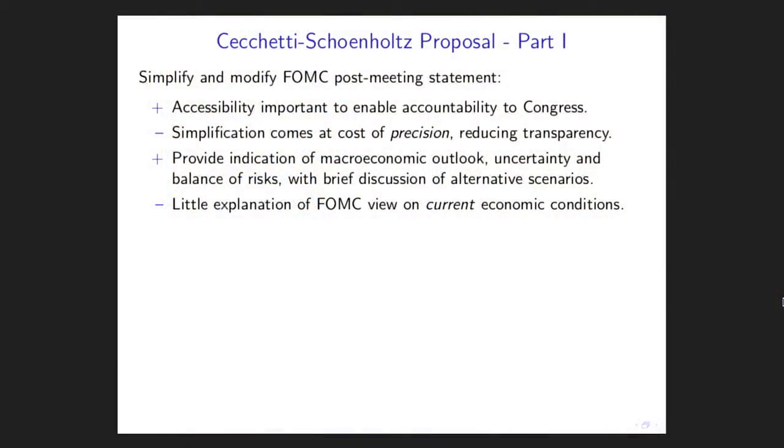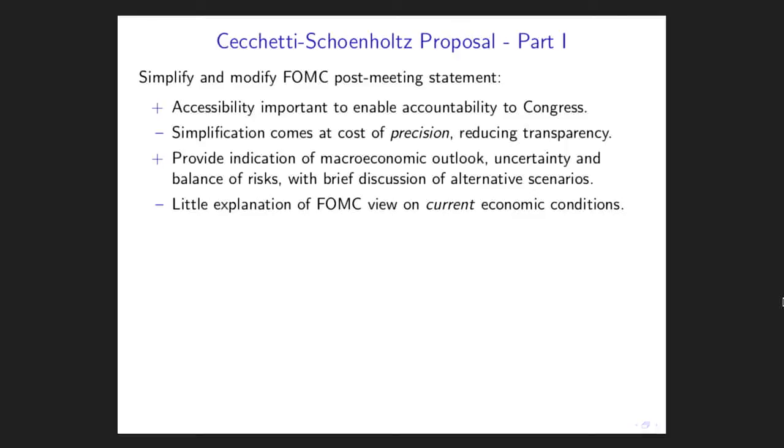I do not think that is desirable, because we have seen that the statements, especially during the Bernanke period that included the financial crisis, were very important in influencing monetary policy anticipations at short horizons. So you may not want to have statements that are less informative. Then the paper is proposing to provide an indication of the macroeconomic outlook, uncertainty, the balance of risk, and a brief discussion of alternative scenarios. I fully agree with that. I think that's a very good idea. There's too little of that in the current statement.